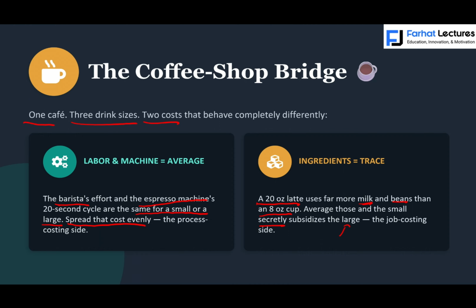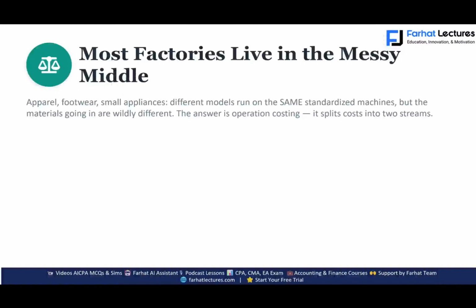So notice what we have here. We have process costing for some costs, because the machine hours and the labor are the same. You can spread them equally. And we have job order for the material. Combine those two, and you have a hybrid system. For example, apparel, footwear, small appliances. Here's what they could have. They could have different models running on the same machine, but the material going into each type of output is widely different. So the answer is operation costing.